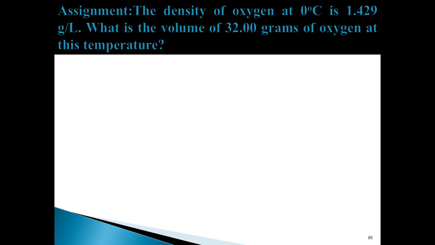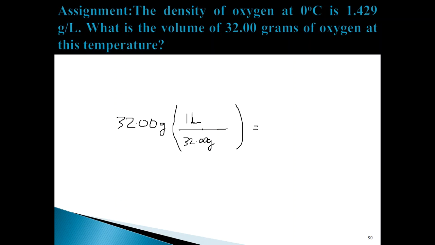Okay, here's another one. The question says the density of oxygen at 0 degrees Celsius is 1.429 grams per liter. What is the volume of 32.0 grams of oxygen at this temperature? Again, it is convenient to use the density as a conversion factor for a problem of this type. So I'm going to start off with the 32.00 grams of oxygen, and I would multiply that by 1 liter above, and down here I would put 32.00 grams below, and I would do my thing on my calculator.